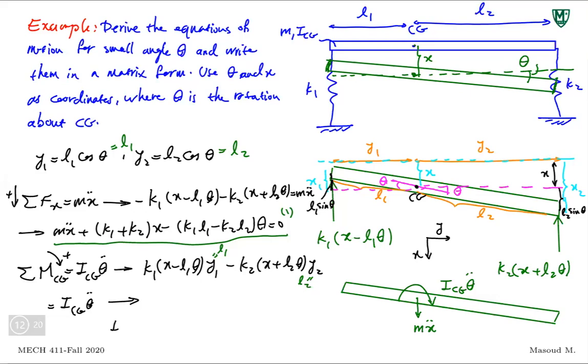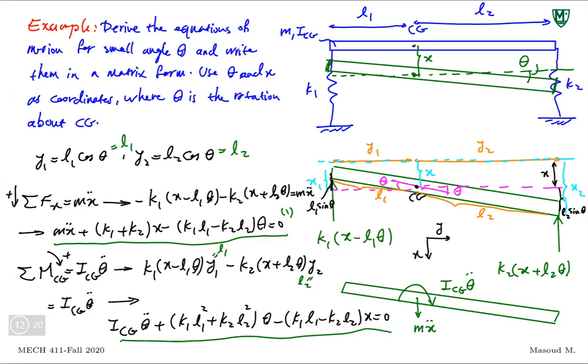So you will get I_CG theta double dot plus (K1 L1 squared plus K2 L2 squared) theta minus (K1 L1 minus K2 L2) x is equal to 0. This would be your second equation. I just moved things around in my original equation. You now have equation 1 and equation 2. All you have to do is write it in matrix form.